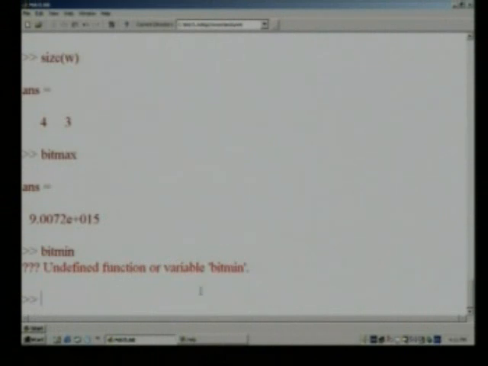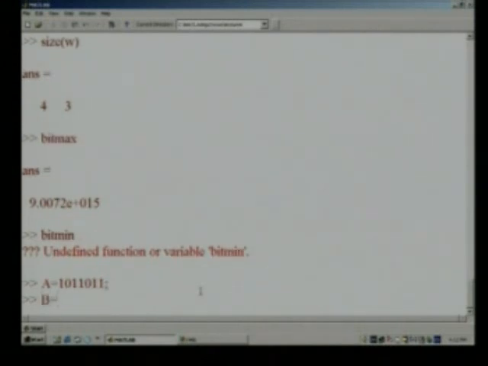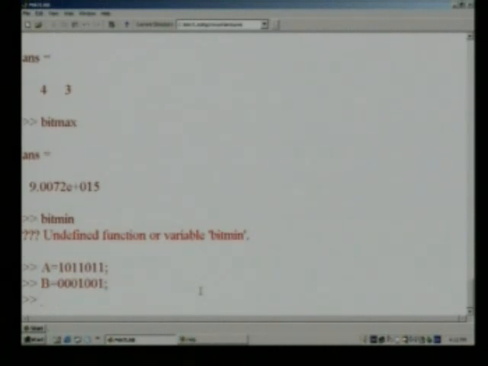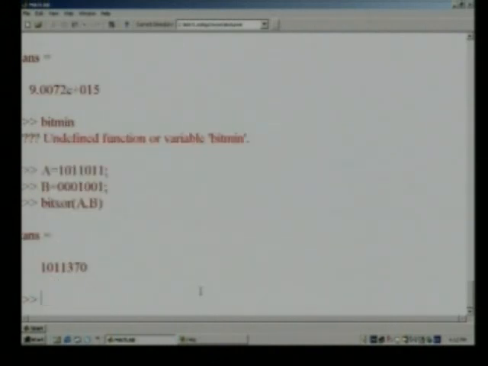So I shall take A is equal to 1 0 1 1 0 1 1. B is equal to 0 0 0 1 0 0 1. So here I write bit XOR A comma B. What are you expecting? C is equal to bit XOR A comma B.